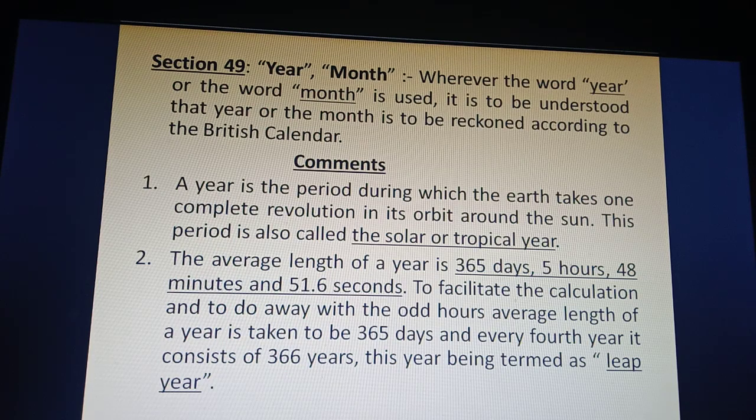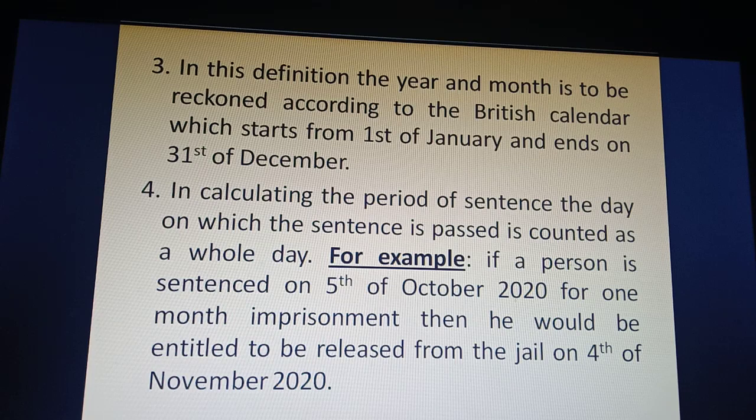But to facilitate the calculation and to do away with the odd hours, which is 5 hours, 48 minutes and 51.6 seconds, the average length of a year is taken to be 365 days. And every fourth year consists of 366 days, and this year is termed a leap year, in which the February month is not of 28 days, it will be of 29 days. So in this definition, the year and month is to be reckoned according to the British calendar, which starts from 1st of January and ends on 31st of December.